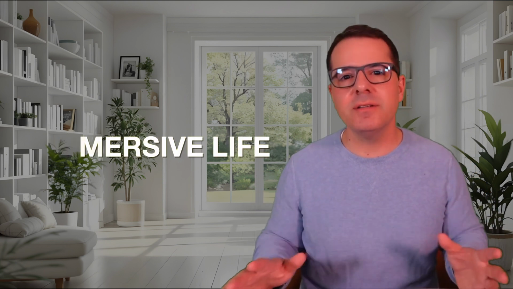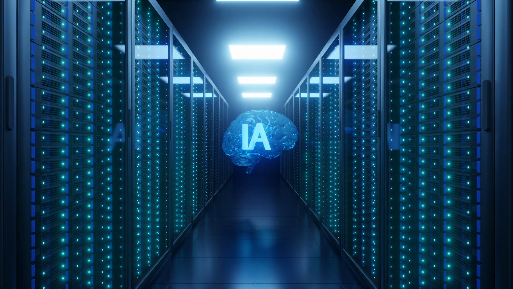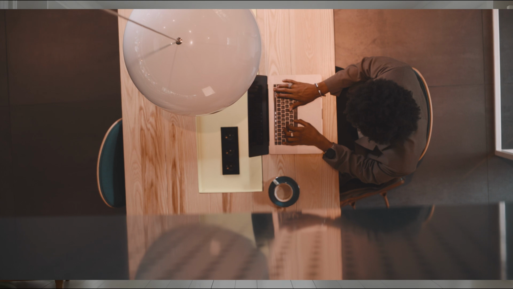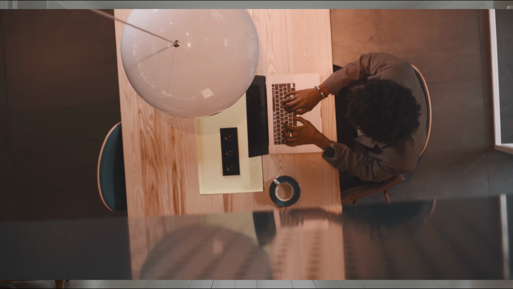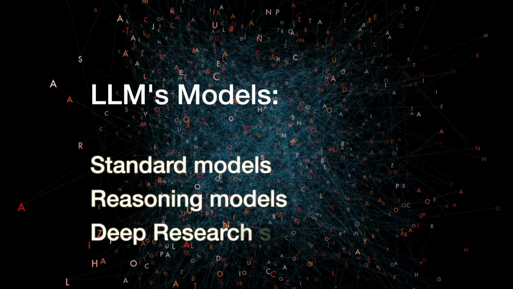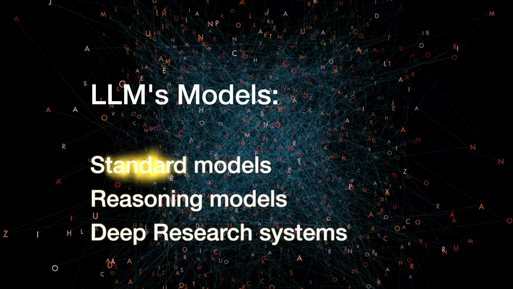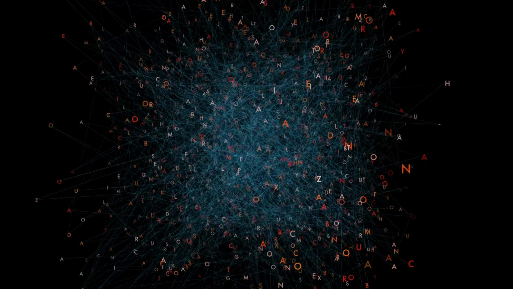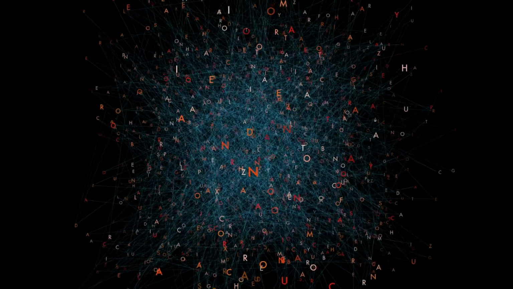Let's get started. Now, before we dive deeper into AI applications, it's important to know that not all AI models are the same. There are three main categories, each designed for specific needs: standard models, reasoning models, and deep research systems. Let's break them down to help you choose the right one for your tasks.